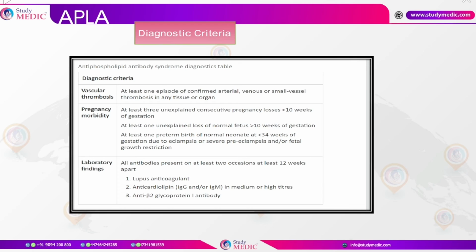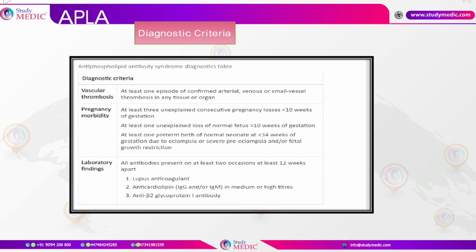Let's discuss lab. First of all, in lab parameters, at least two investigations to be done 12 weeks apart, which include the lupus anticoagulant, anticardiolipin in medium to high titer, and beta 2 glycoprotein. If it is about vascular thrombosis, at least one episode of confirmed arterial, venous, and small vessel thrombosis in any organ or tissue system.